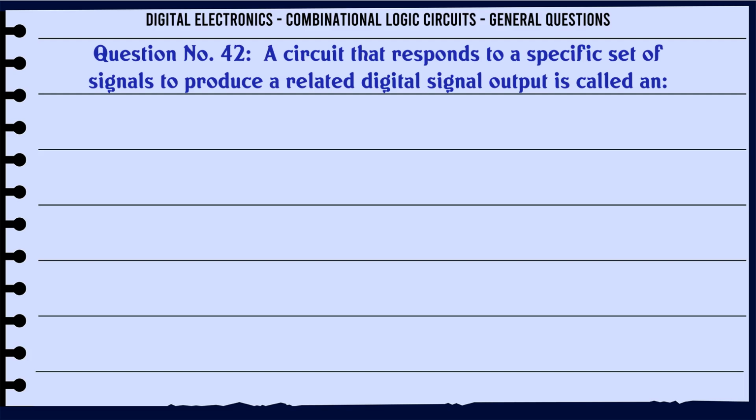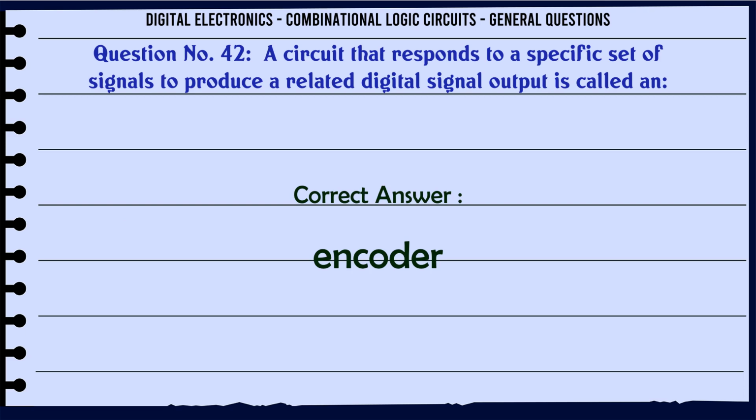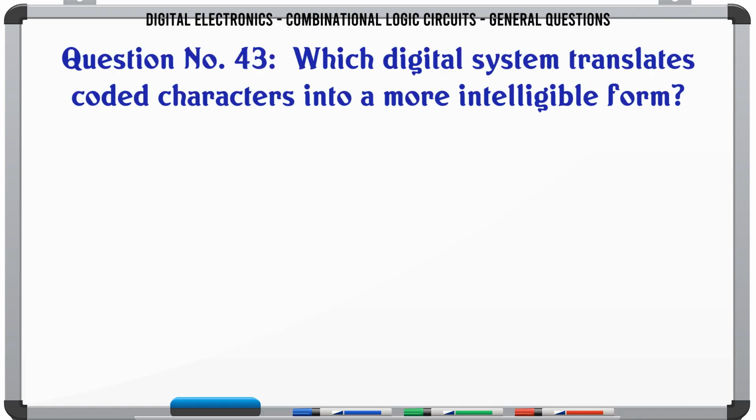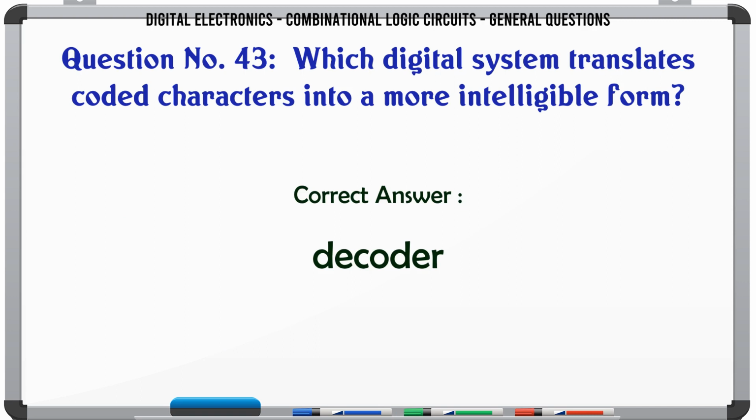A circuit that responds to a specific set of signals to produce a related digital signal output is called an: A. ABCD matrix, B. Display driver, C. Encoder, D. Decoder. The correct answer is encoder. Which digital system translates coded characters into a more intelligible form? A. Encoder, B. Display, C. Counter, D. Decoder. The correct answer is decoder.